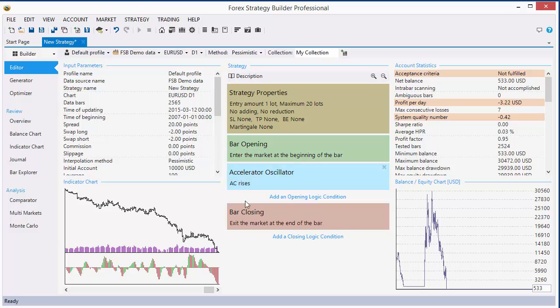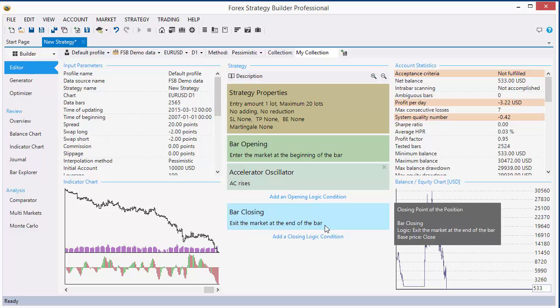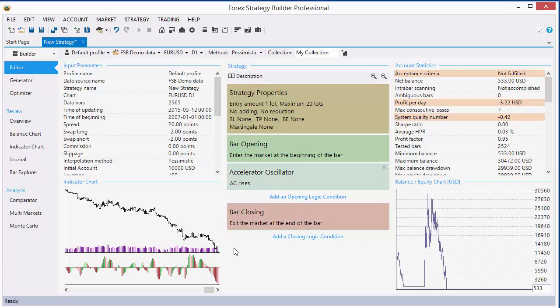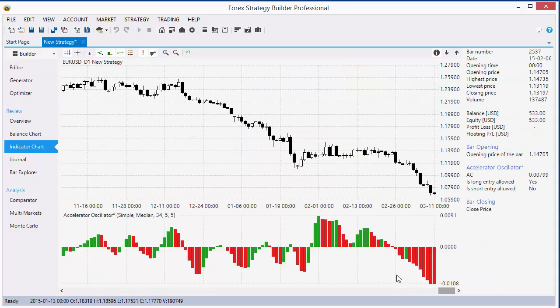For example, at the moment we have a rule for a long position: enter long at the bar opening when AC rises, and close the long position at bar closing. Bar closing determines only one price. This is the last price for the bar, the close price. It is the same for the short position. Our rule for short will sound like: enter short at bar opening when AC falls, and exit at bar closing.